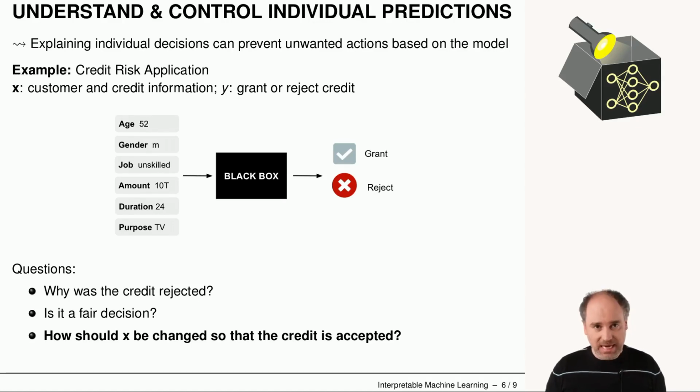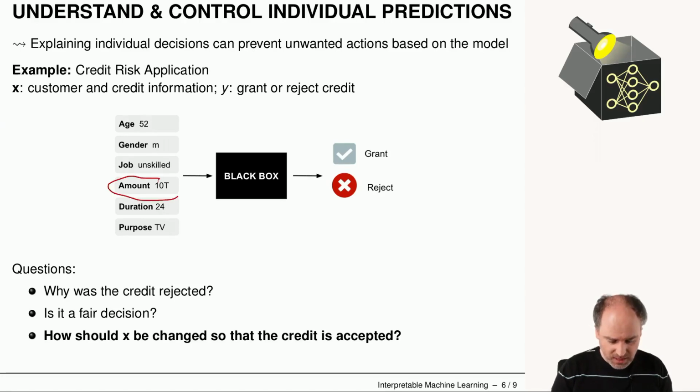So again, we already discussed this a little bit. Credit risk applications might be a popular example here. We have some customer and credit information: for example, the age of the customer, the gender, the job, the amount that the customer is asking for in the credit, the duration of the credit, and so on. Then this is pushed inside our machine learning model, and there's a recommendation to either grant the credit or reject it. So obvious questions are: why was my credit rejected?